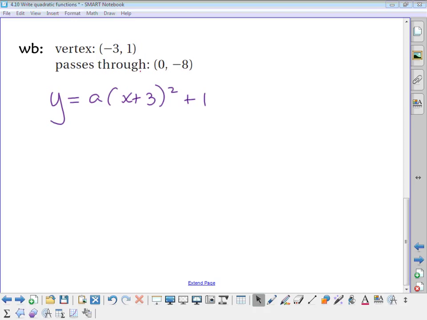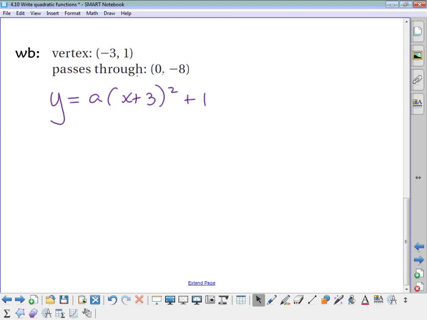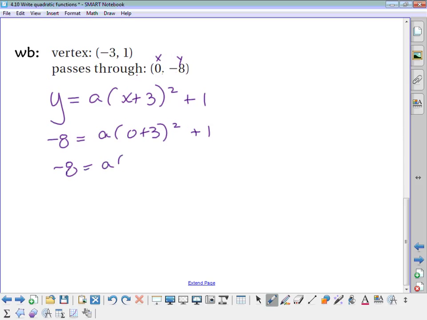All right, so we should be starting with y equals a times the quantity x plus 3 squared plus 1. And then you would plug in your x and y. X is 0, y is negative 8. So negative 8 equals a times 0 plus 3 squared plus 1. And so 0 plus 3 is just 3. And if I square that 3, I get 9a plus 1.